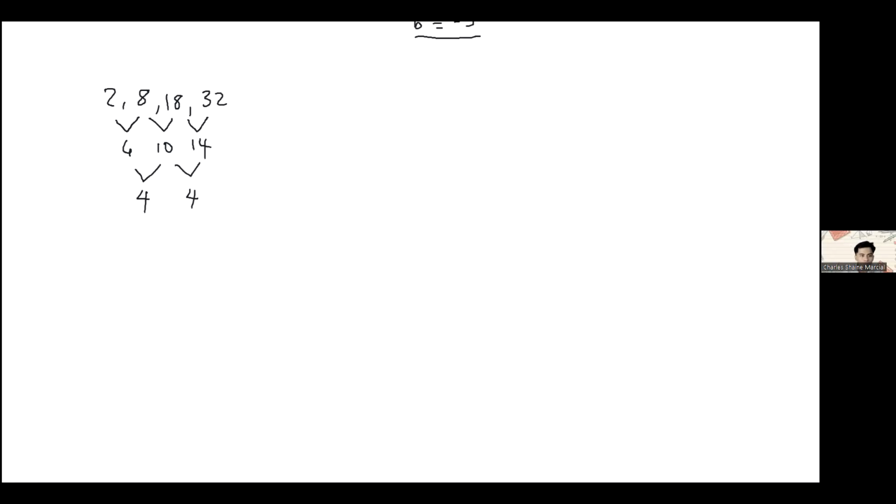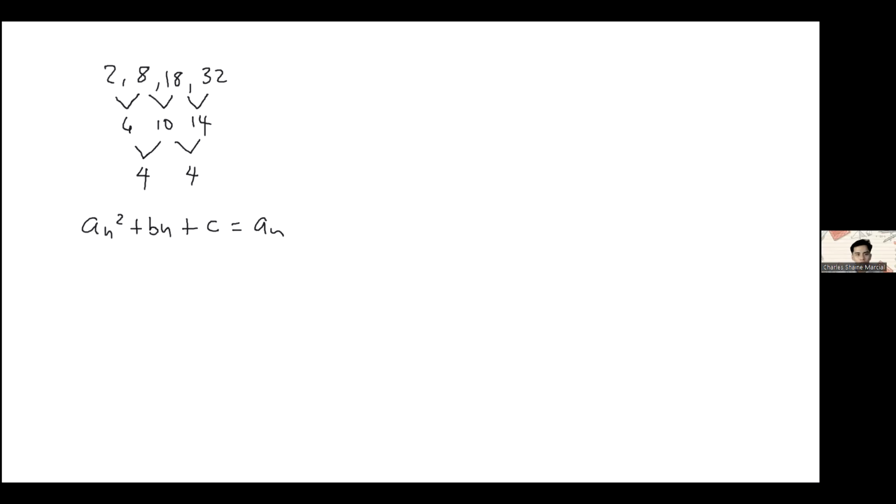So we will use the formula a n squared plus bn plus c is equal to a sub n. Opo, so medyo madugo-dugo ito. Medyo mahaba-haba yung proseso. Okay, so we will just substitute the given. So gawa muna tayo ulit ng table dito. Ayan.